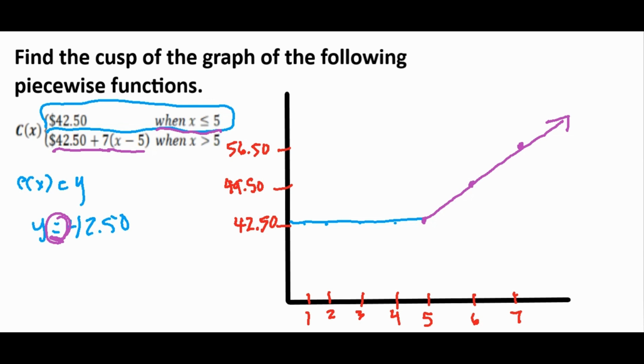And this point right here is where this blue line and this purple line intersect, or when they start to change directions. That's what we call the cusp. And that coordinate is at 5 and $42.50. 5 and $42.50. That is the coordinate for the cusp.